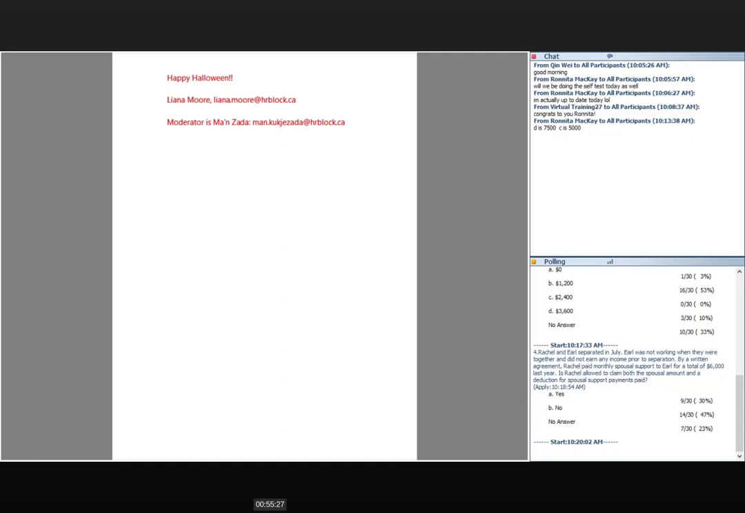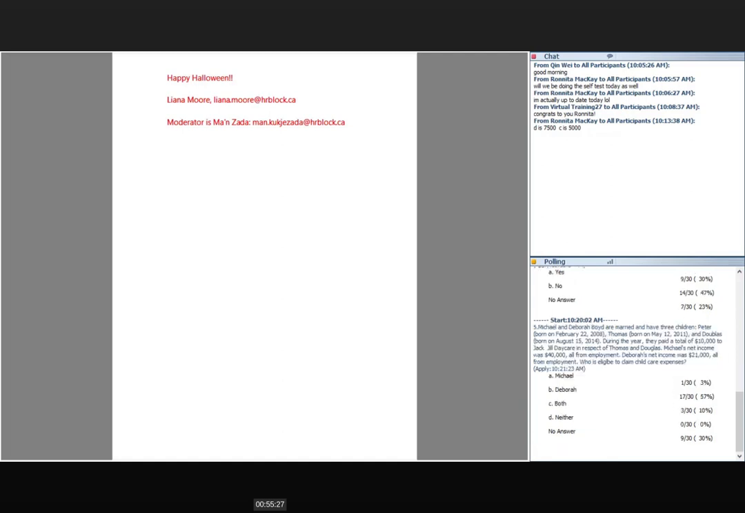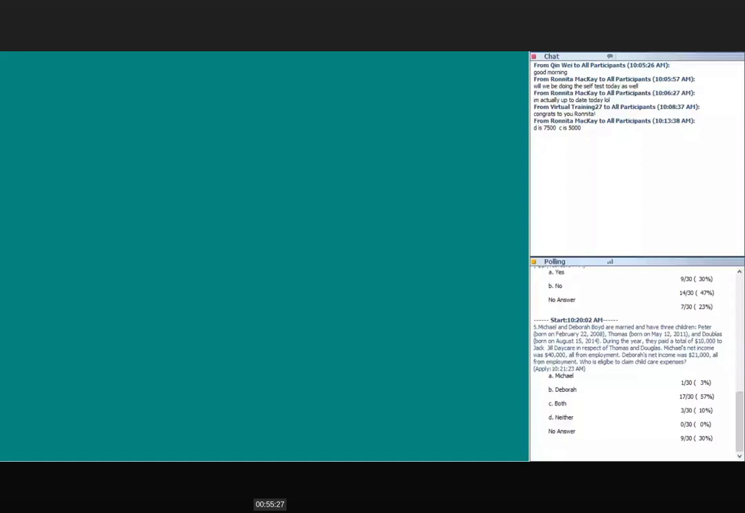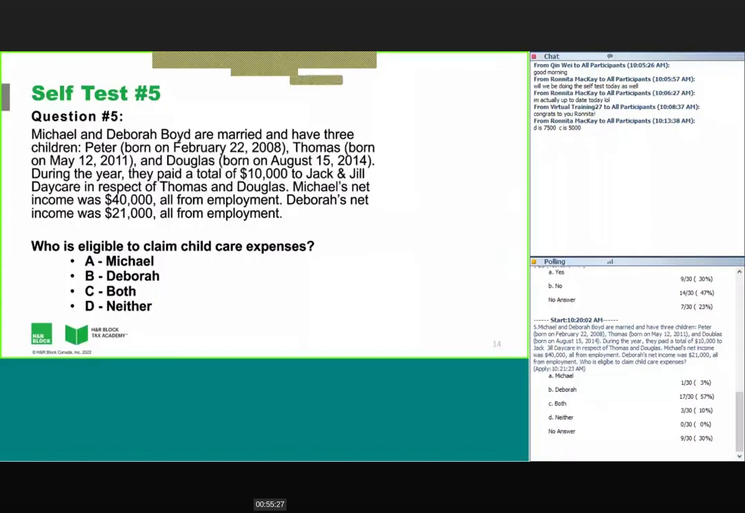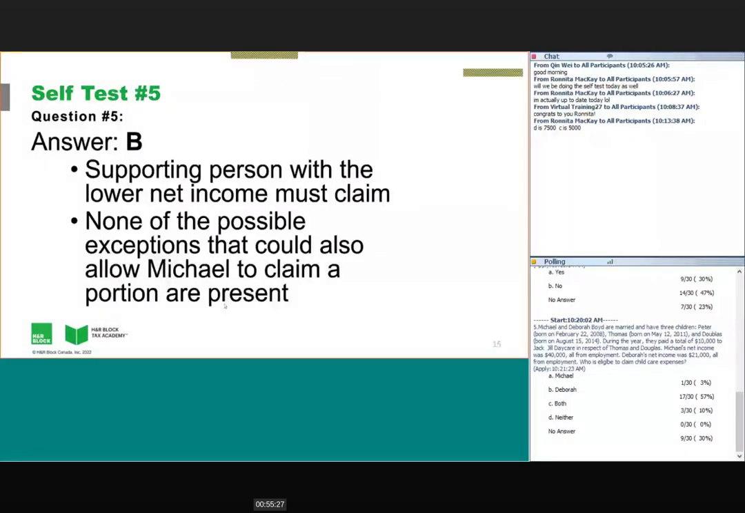Almost done. I can show the poll results in a second. Here we go. All right. So the majority of you selected Deborah as the person who is eligible to claim child care expenses. And yes, the answer is B. The supporting person with a lower net income must claim. And in this situation, none of the possible exceptions were listed, so Michael cannot claim a portion of it.